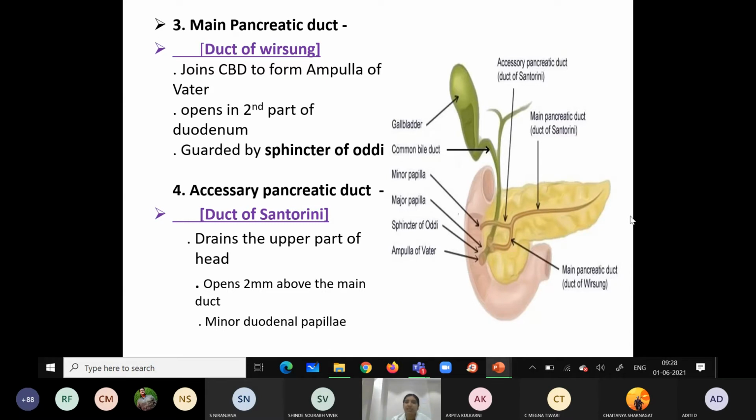Okay, so it's now clear what is the duct of Wirsung, what is the duct of Santorini, and which part of the pancreas they drain into which part of the duodenum, and why a duodenal ulcer doesn't develop in the second part of the duodenum.